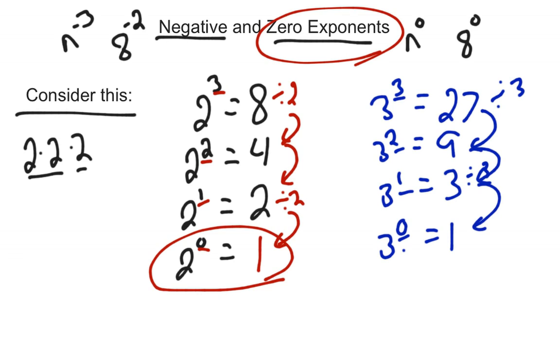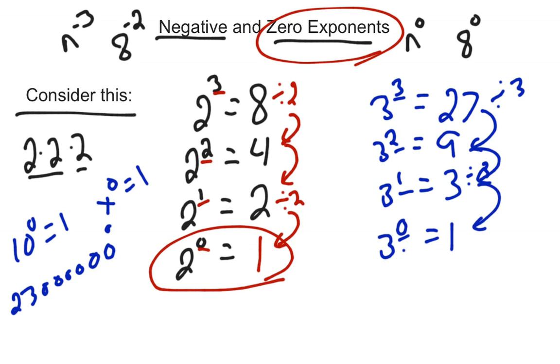I don't care if you're doing 10 to the 0 power, you're going to get 1. I don't care if you're doing x to the 0 power, you're going to get 1. I don't care if you're doing 23 million to the 0 power, you're going to get 1. So anytime you see an exponent of 0, your answer is automatically 1.